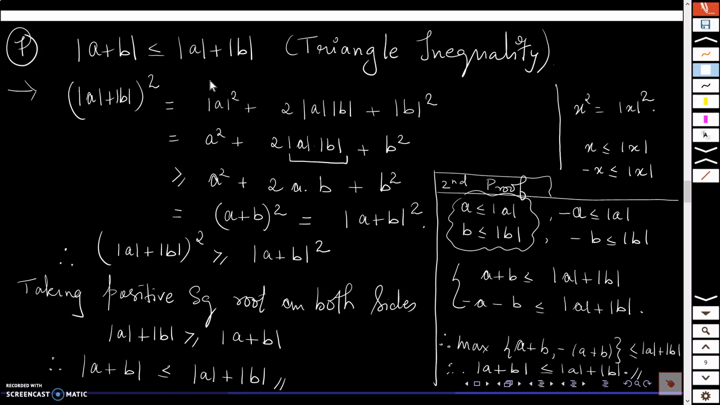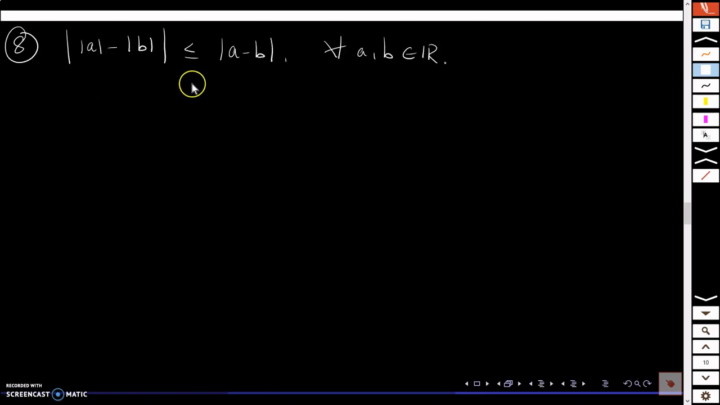Let's move on to the next property, property number 8. This tells us the absolute value of mod a minus mod b is less than or equal to modulus of a minus b. So let's prove this. What I'll do is start with mod a.